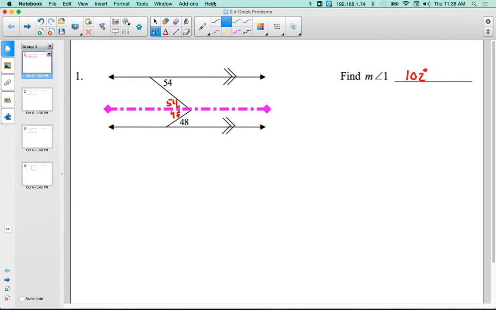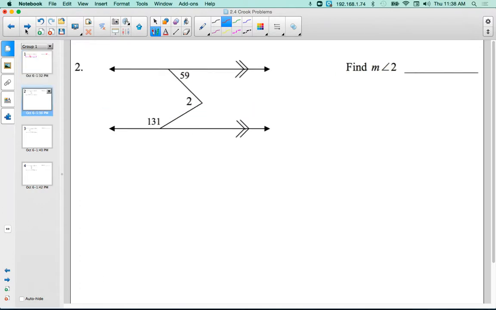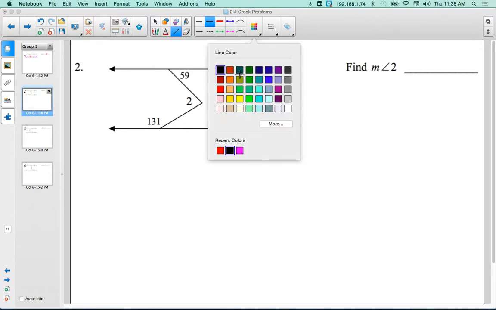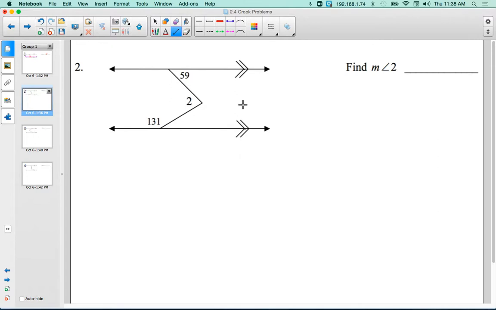Let's move on to the next one. Okay, going to do the same type of thing here. Now, it's not always going to be that easy. It's not always going to be an alternate interior angle, which then you add together to get what you need. So let's look and see how this one works and how it's a little bit different. Okay, so I'm going to draw a third line. Okay, got a parallel line there.